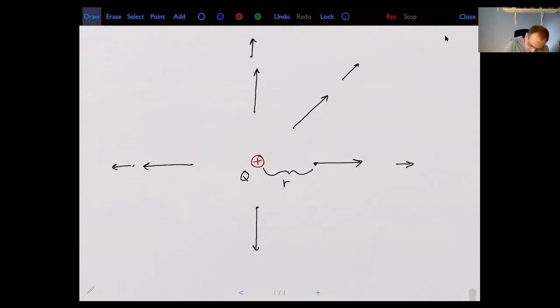So I'll write this as magnitude of electric field due to a point charge.